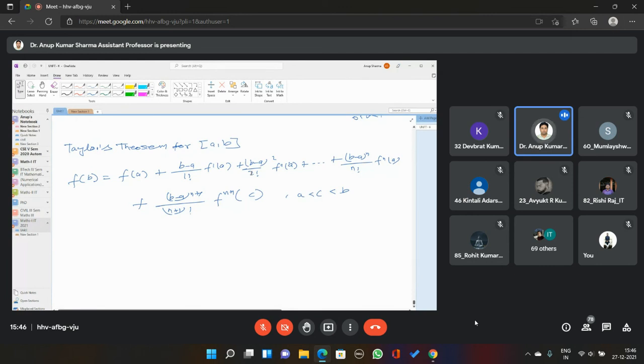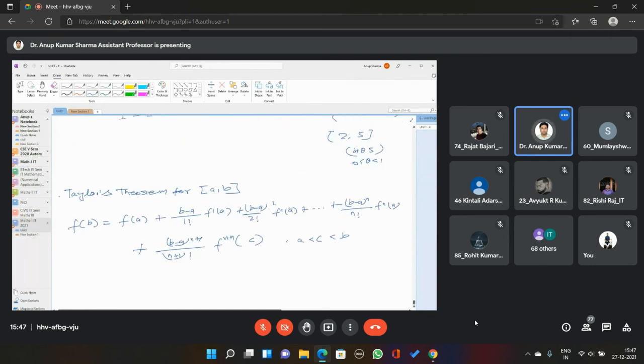So we are expanding the given function at the right-hand point, meaning the upper limit, in terms of the lower limit. We are using the length of the interval. In this case, the given function is related with the higher-order derivatives.